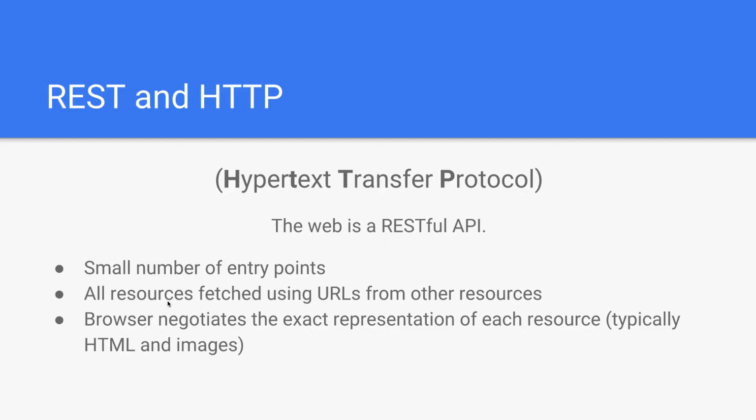And finally, the browser negotiates the exact representation of each resource. This is a concept that we haven't really talked about much up until now, but your web browser is actually doing a little dance between you and the server and deciding, for this resource, I would like to see the HTML version of it. Or maybe you're on a mobile browser and I'd like to see a reduced quality version of this. And it can communicate this through the HTTP protocol, the types of representations that it's interested in seeing. Same thing for images and videos and things like that. Your browser actually does a little bit of negotiation on the exact representation.